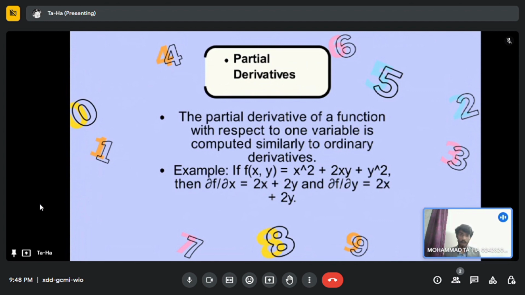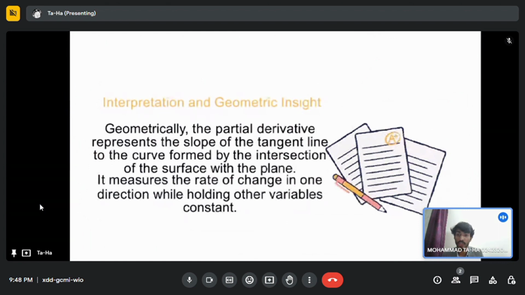Now, I'm going to share about the interpretation and geometric insight. Geometrically, the partial derivative represents the slope of the tangent line to the curve formed by the intersection of the surface with the plane. It measures the rate of change in one direction while holding the other variable constant.